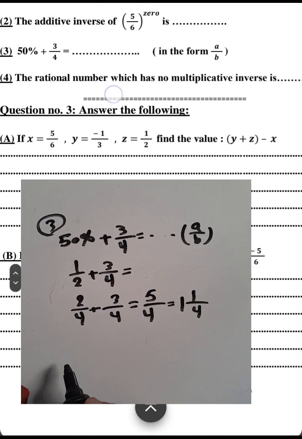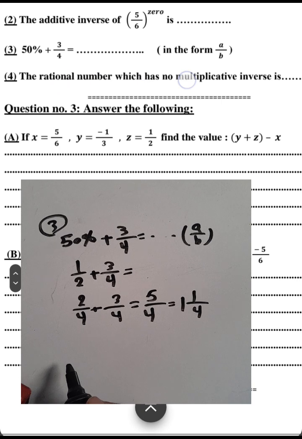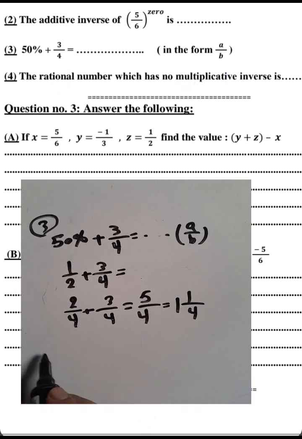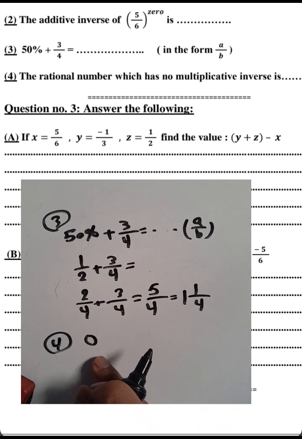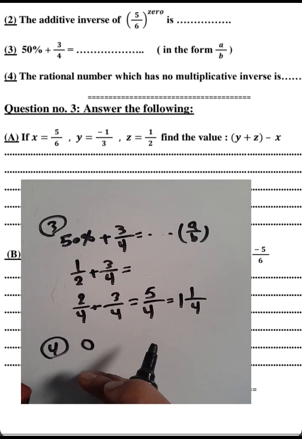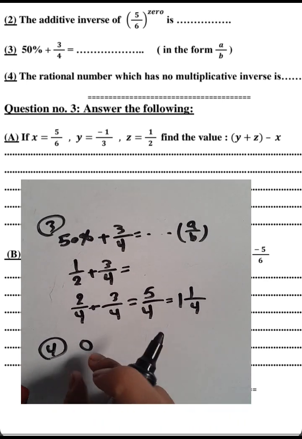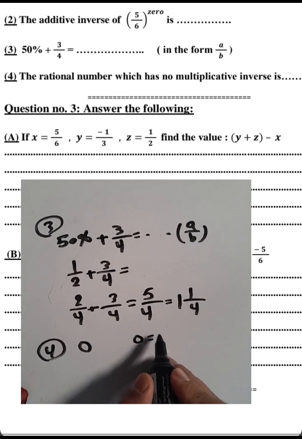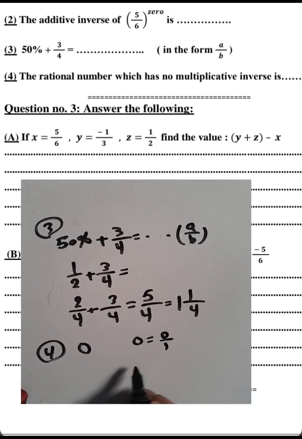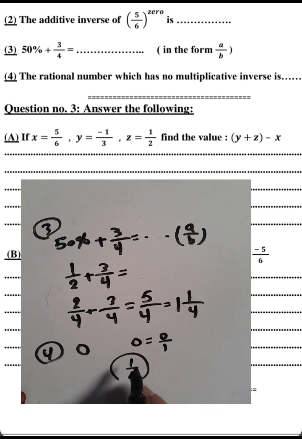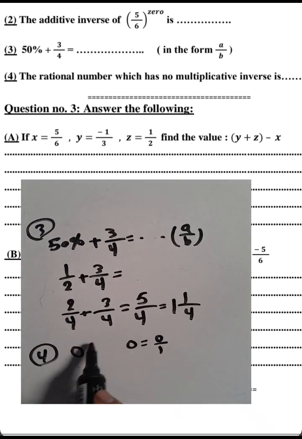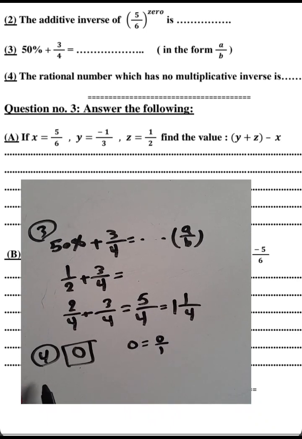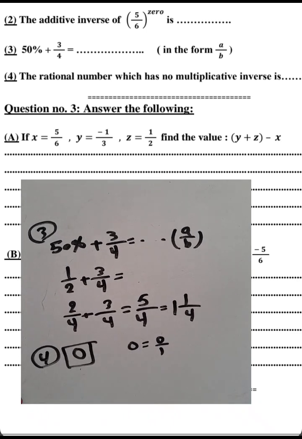Number 4. The rational number which has no multiplicative inverse will be 0. This number has no multiplicative inverse because 0 equals 0 over 1, and if we put 1 over 0, it's undefined. Any number divided by 0 is undefined, okay? So the result will be 0. The rational number 0 has no multiplicative inverse.